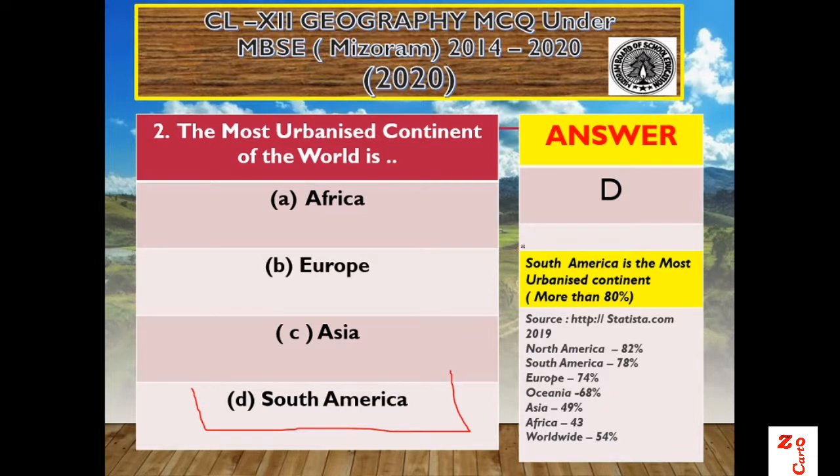This is according to the textbook, and this is the latest data, 2019. North America is the highest with 82%. South America 78%. Europe 74%. Oceania 68%. Asia 49%. Africa 43%. And the worldwide urbanization percentage is 54%.